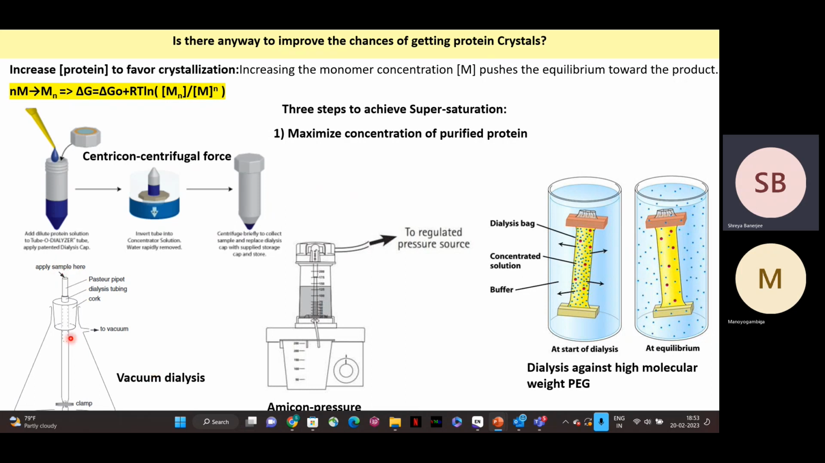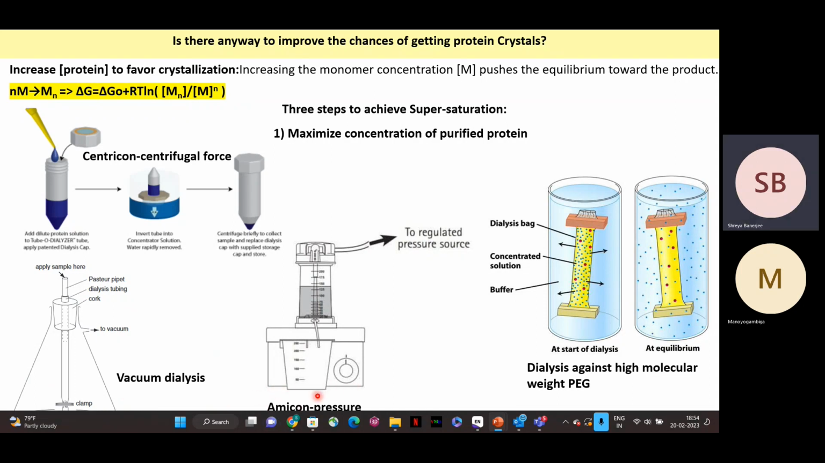Another method is called vacuum dialysis. So basically, you put your diluted protein solution in this conical flask and it is attached to vacuum. So by vacuuming, you are removing the buffer solution that is there, and the protein is getting more concentrated. So this is vacuum dialysis.